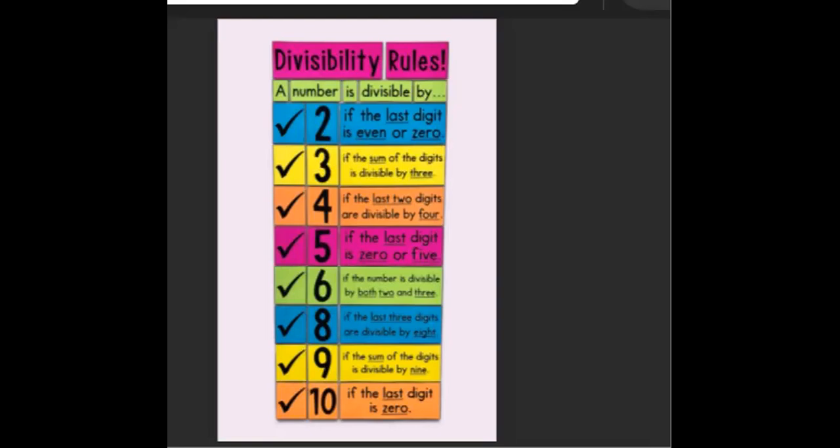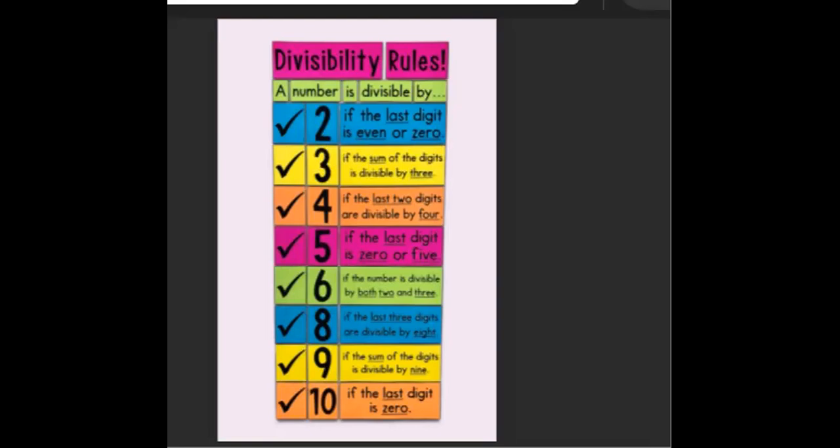And then we have 4. If the last two digits are divisible by 4, let's say I have 416. As 16 is in the table of 4, 4 squared is 16. Excellent. Okay, very well done.